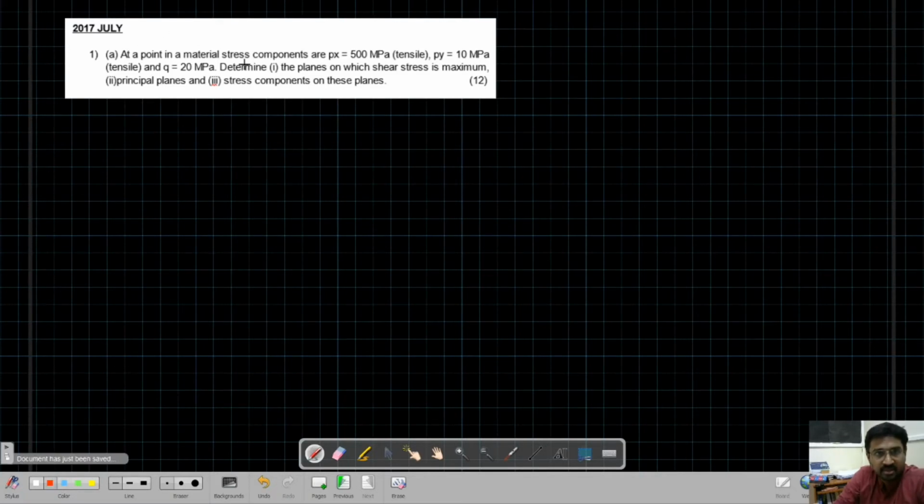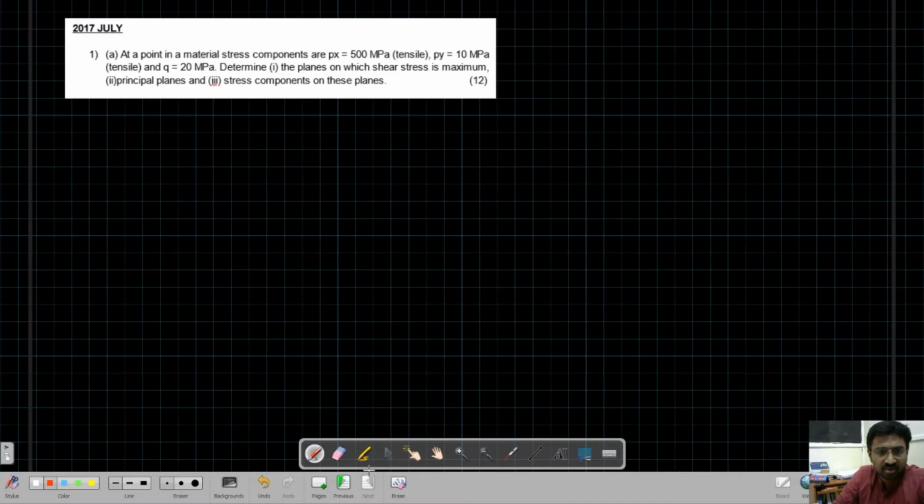At a point in a material, stress components are Px, Py and Q. So Px is 500, Py is 100 and Q is 20. Determine one, the planes on which shear stress is maximum, principal planes and stress components on these planes. Okay, so Px, Py, it is not the normal representation. Sigma is what we use. Px, Py are normal stresses. Q is a shear stress.